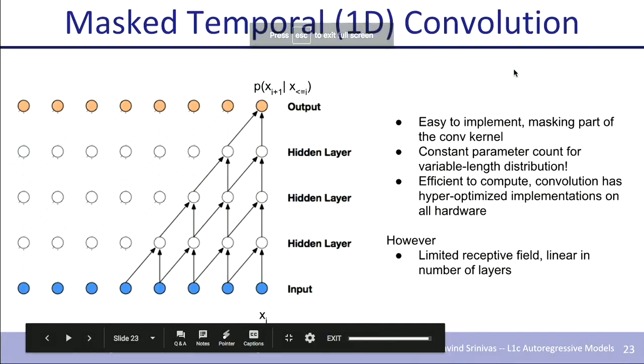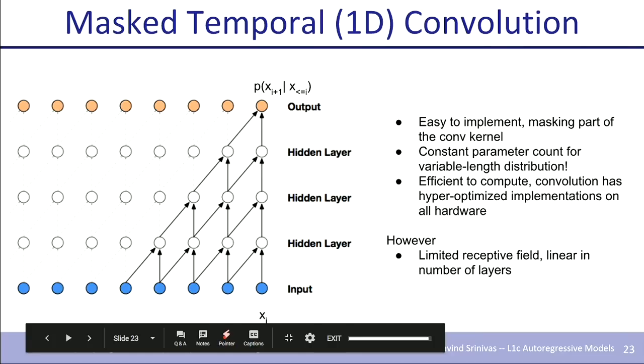So basically, what we want the semantics of this model to have is for each output node at location i to be the conditional distribution of the next location based on all previous things. So we see that there's no information leakage because I'm using all previous nodes to predict the next node. This is a valid autoregressive ordering, and it's a valid autoregressive model.